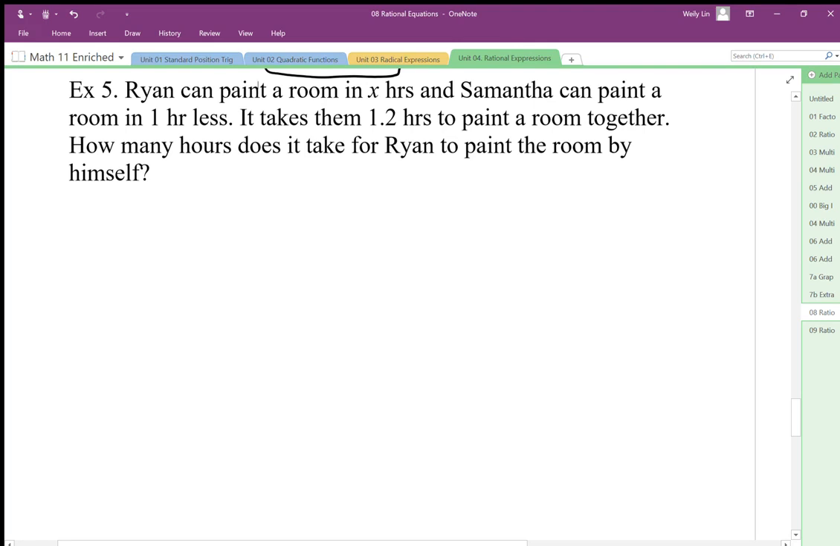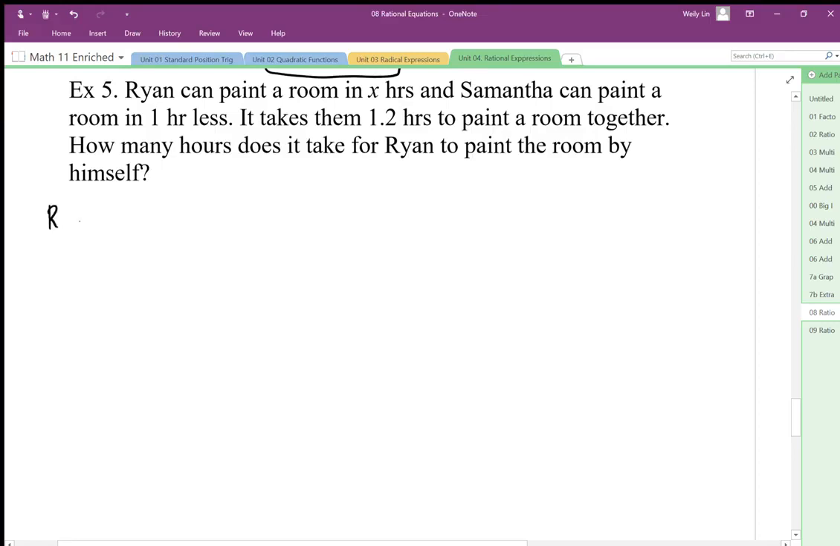So we're looking for how many hours. However, we can't just add hours together. If Samantha takes 2 hours and Ryan takes 3 hours, you can't say together it takes 5 hours. It doesn't make sense, because working together we should be able to go faster, which is less time. So we wouldn't add the hours together in this case, but we could add the rates, how fast they're working. So we're going to work out a rational expression for the rate.